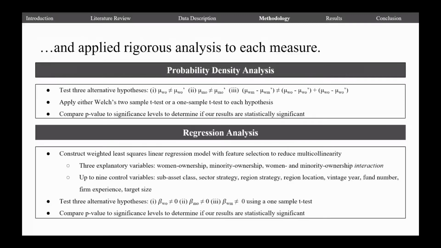To address the issue of rigor found in our literature review, we applied both probability density and regression analysis. For every metric, we started with a probability density analysis, where we compared the mean value of women-owned funds, minority-owned funds, and women and minority-owned funds to see if there's a statistically significant difference in those values.